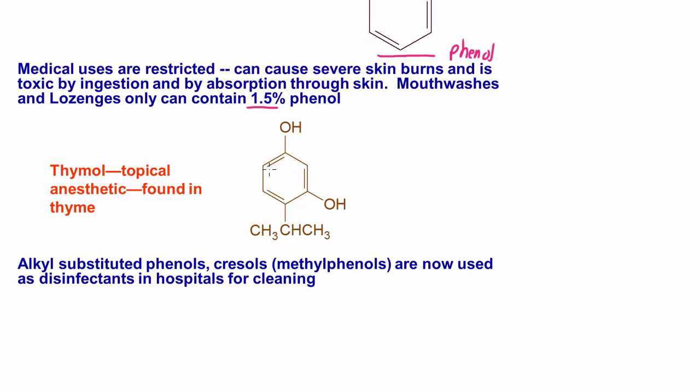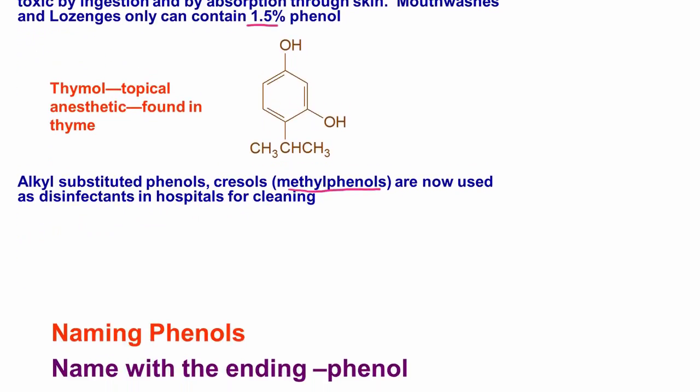This one here is thymol, and obviously it's a phenol. We have the benzene ring with the OH group, and this can be used as a topical anesthetic, and it's found in the herb thyme. Alkyl substituted phenols, cresols, also called methylphenols, are used as disinfectants in hospitals for cleaning. So many phenols are used as disinfectants, okay?